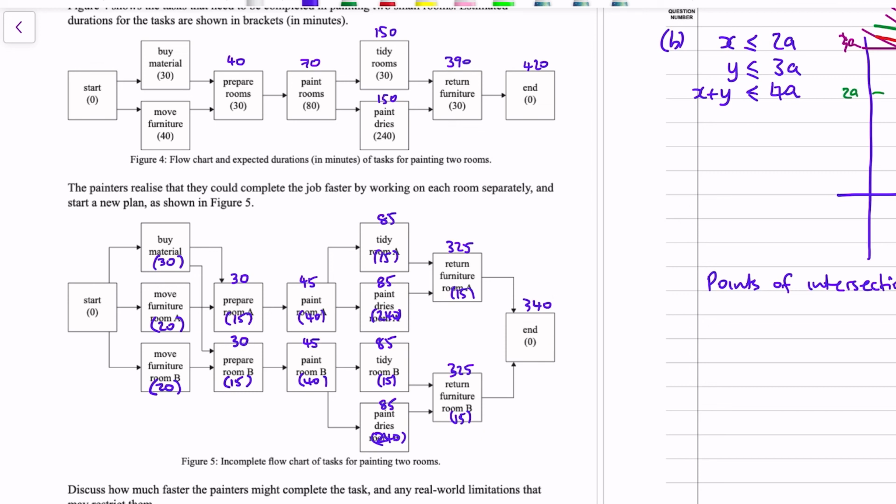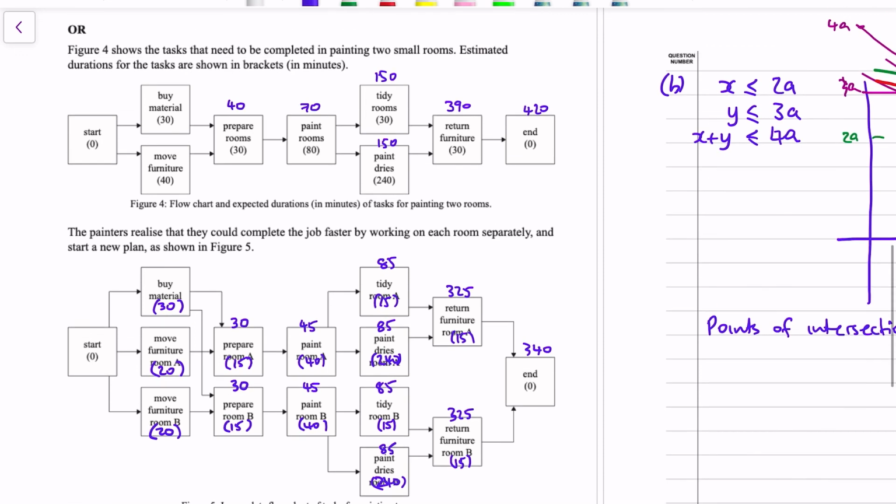In the mark schedule, they talk about real-world limitations. I was discussing a few as I was working through that problem. They've got, assuming the rooms are the same size and the tasks are divided equally, they've said splitting out the moving furniture task makes the buying material task part of the critical path. So we haven't actually talked about the critical path at all in this answer.